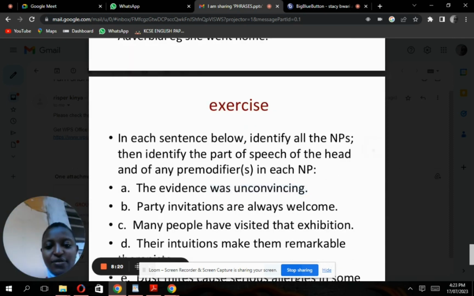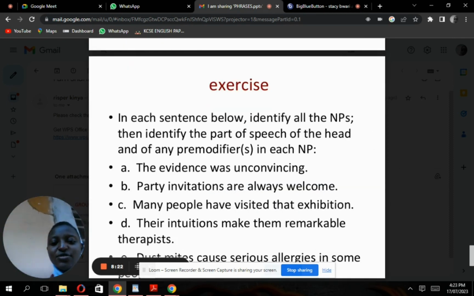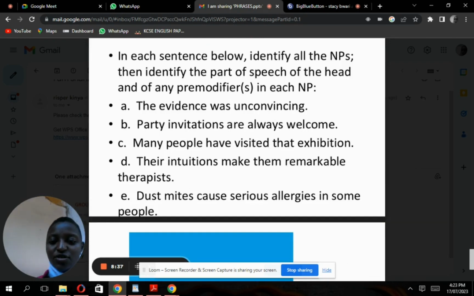Okay, then we have an exercise. The student should do the following exercise. In each sentence below, identify all the noun phrases. Then identify the part of speech of the head and the pre-modifiers in each noun phrase. We have question 1 to question 5.